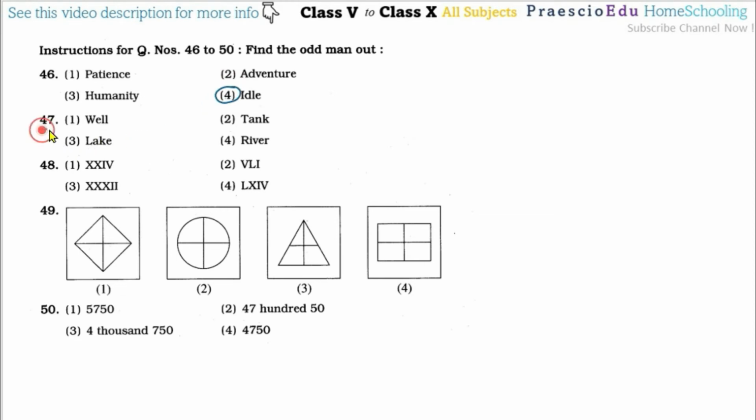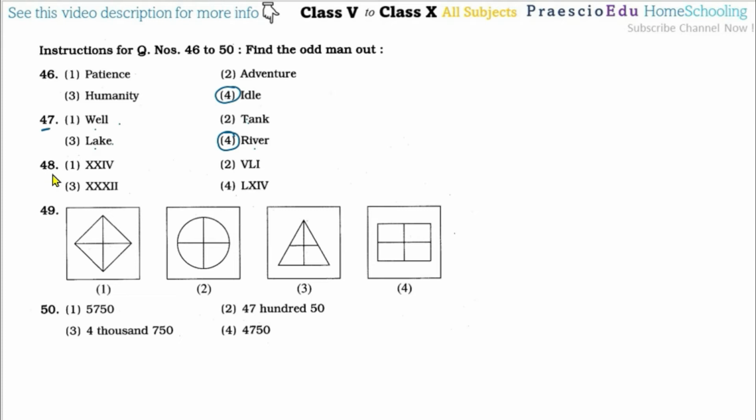Then question number 47: well, tank, lake and river. In this one, well, tank and lake hold the water steadily for storage purposes, but in a river the water is not stored; it is in flow. So that's why option number 4 is the different one.